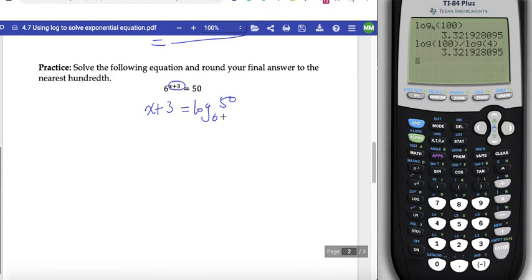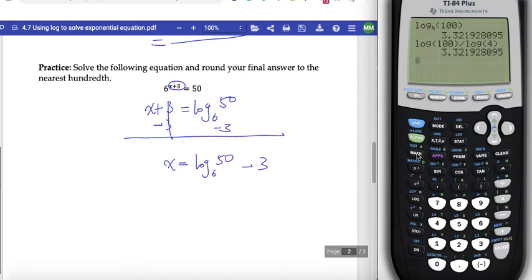Some students probably want to rush to type this into the calculator, but let's first subtract 3 from both sides. So I know the final x is going to be log base 6 of 50 minus 3. I'm going to type the whole thing into the calculator. Again, go to math, and go to the log base. This time it's going to be log base 6 of 50. Do not forget to move the cursor out of the parentheses and then minus 3.